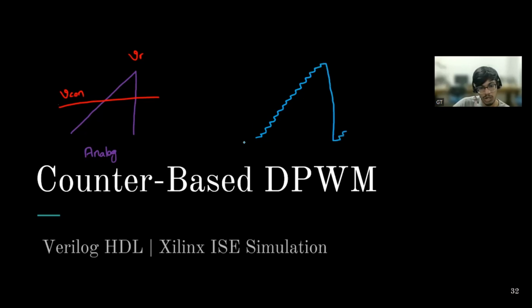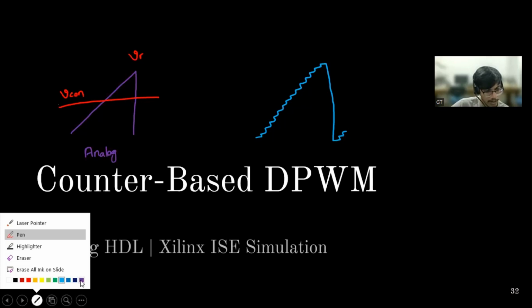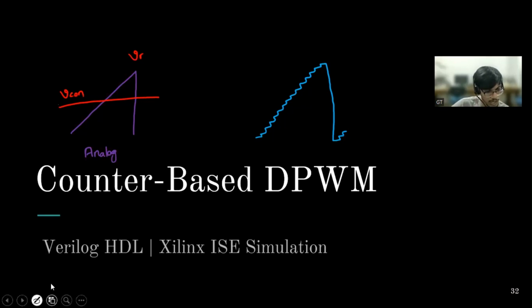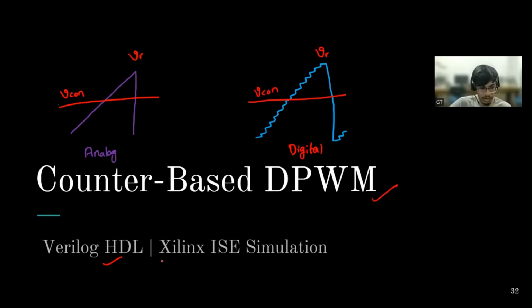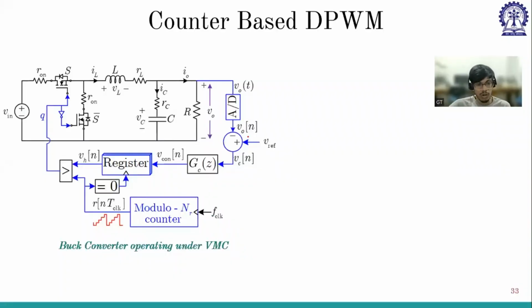So we use a counter. It will count from 0 to 2 to the power n minus 1. And then it is being compared with, or maybe I'll use a red color only. So now this Vramp is digital, and this Vcon is also digital. So this is digital, this is analog. Here it is a smooth ramp, here it is a staircase. So this is the counter-based DPWM. So we'll check Verilog HDL. If time permits, we'll go to Xilinx ISE, else we'll proceed to the problem. So in the counter-based DPWM, this we have discussed in our second week, so I'm not spending time.